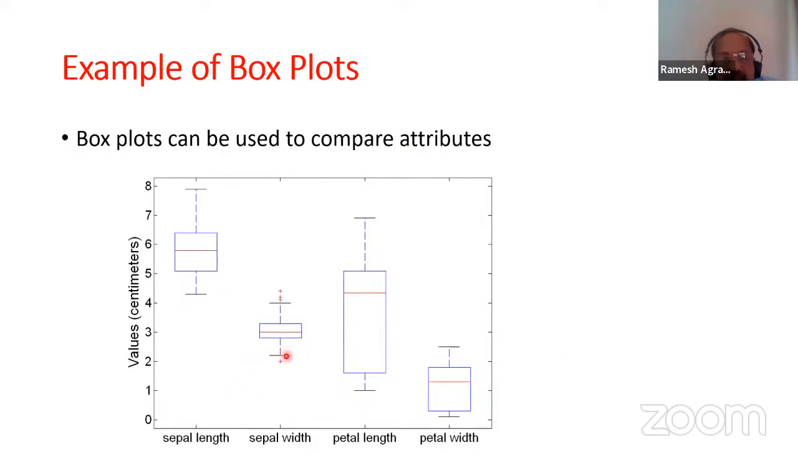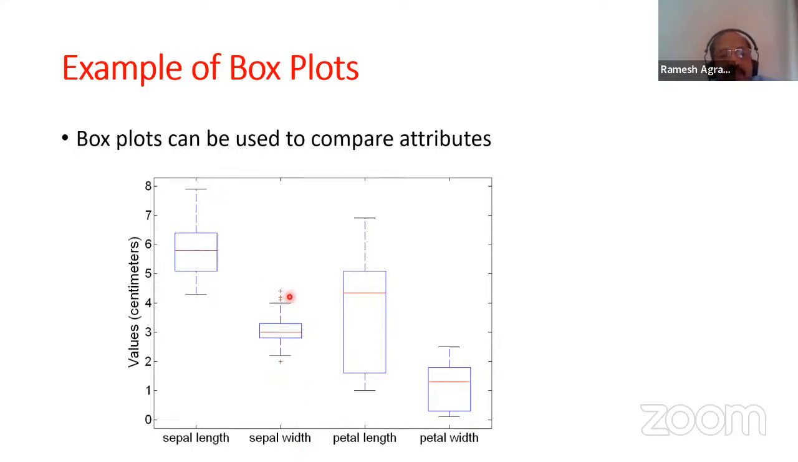For the Iris data, I have shown the box plot. Can you see that for sepal length, the median value is somewhere around 5.75? This is your median, or 50th percentile, this is your 25th percentile, this is your 75th percentile, and this is your 100th percentile.